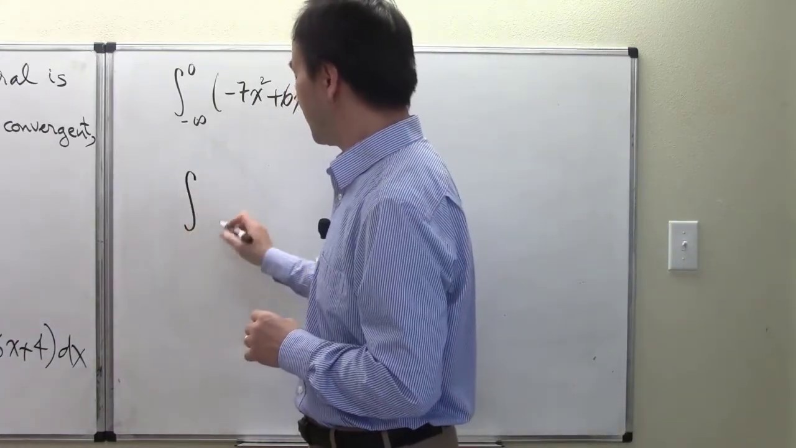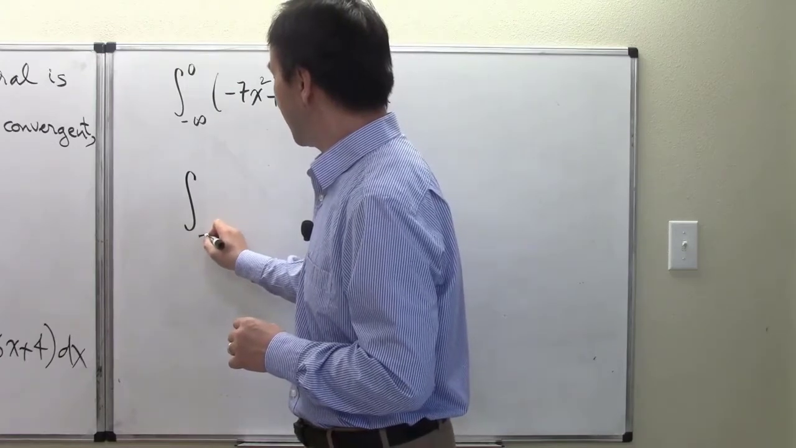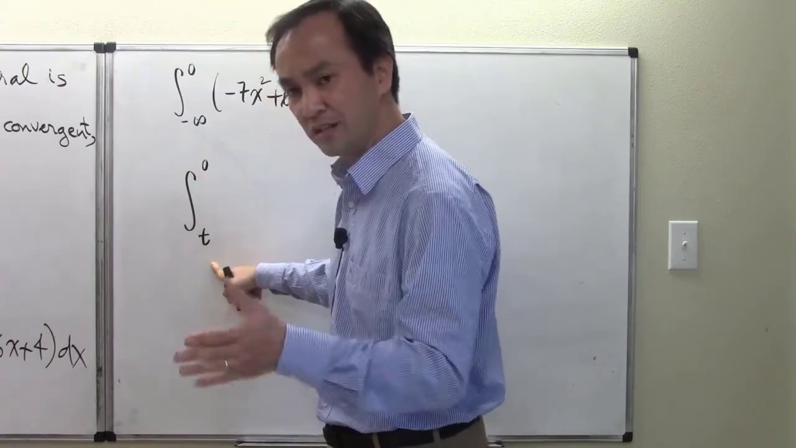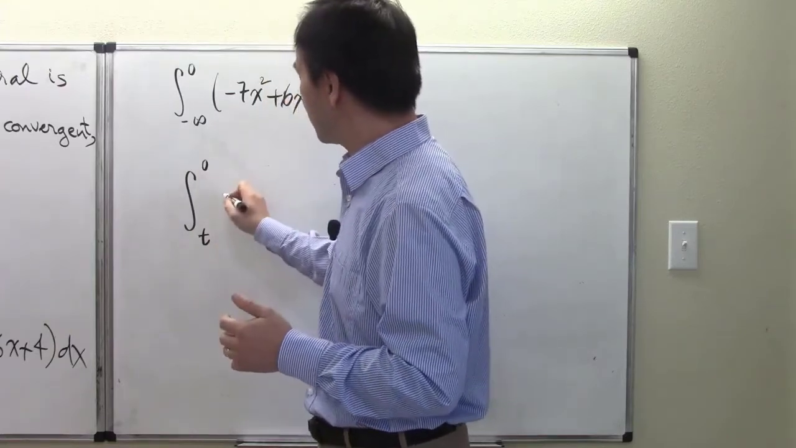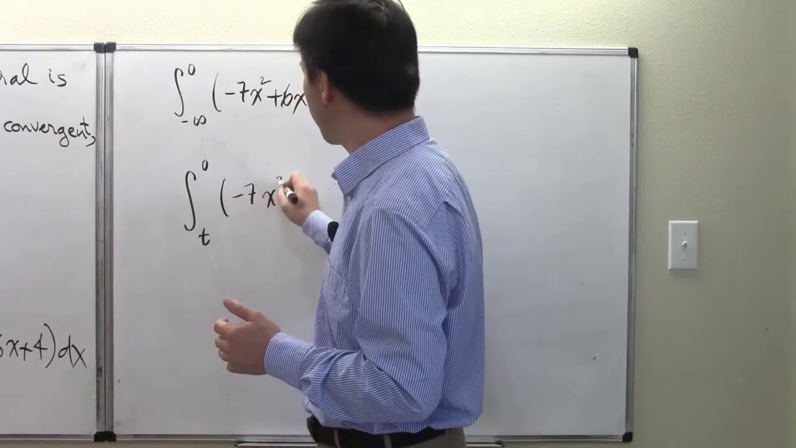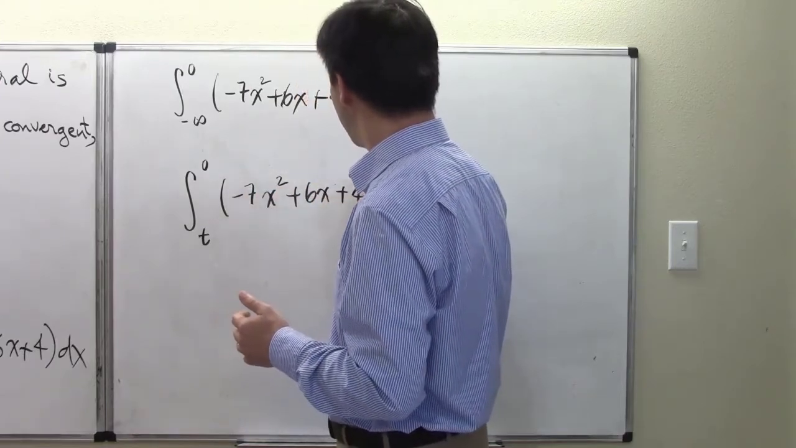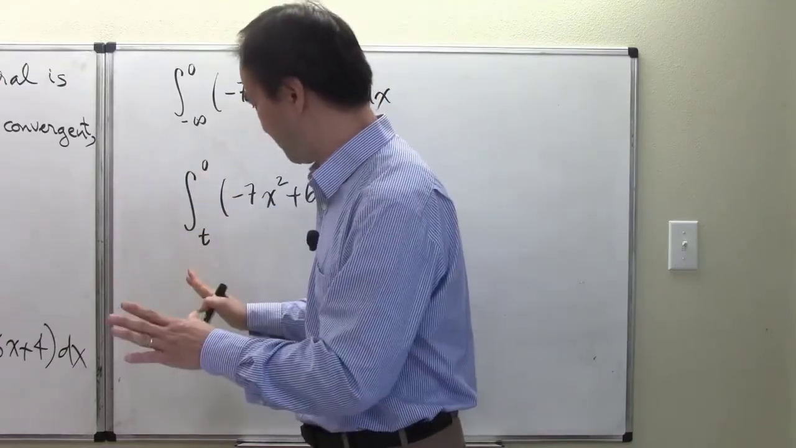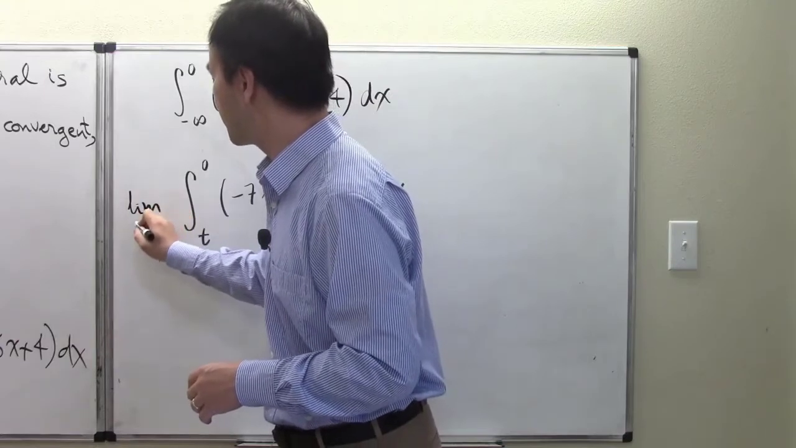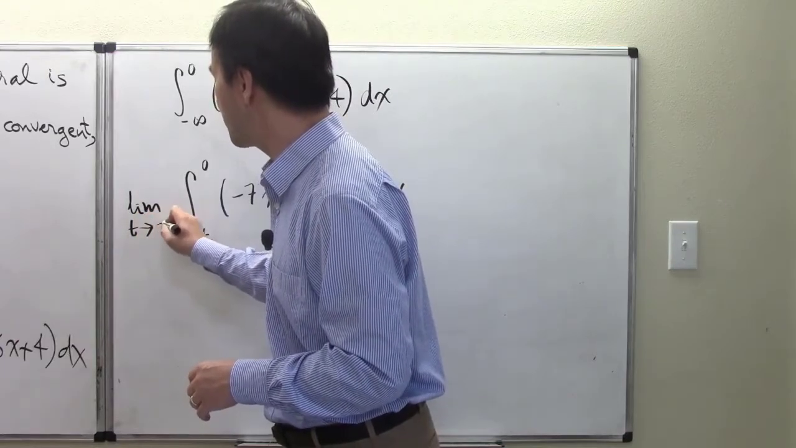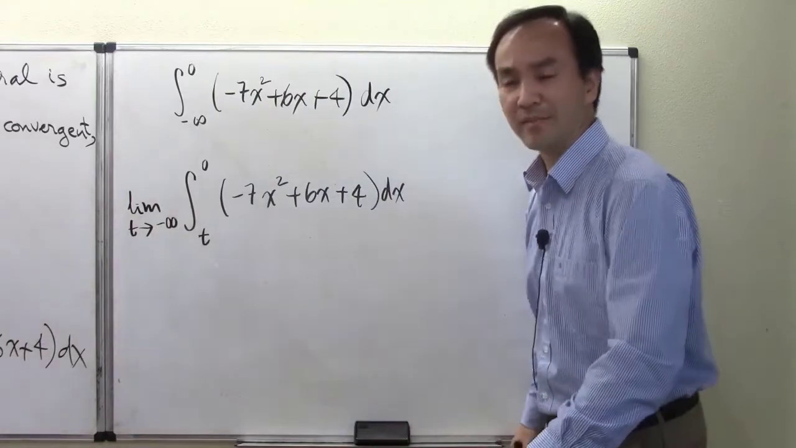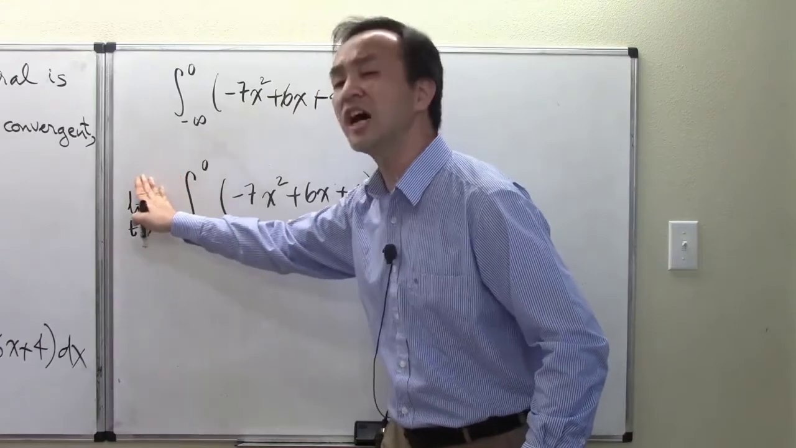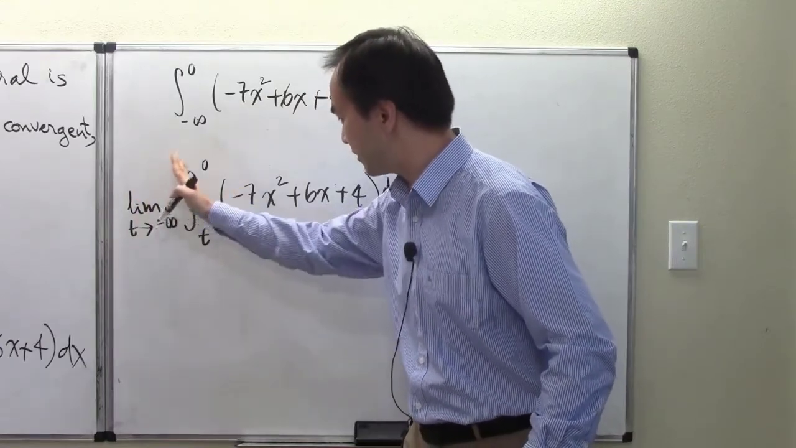We want to consider a definite integral from an arbitrary t value to 0. So t must be somewhere less than 0. And then on the function negative 7x squared plus 6x plus 4. But then on this definite integral, once we're finished, we're going to have to find the limit by letting t approach negative infinity.